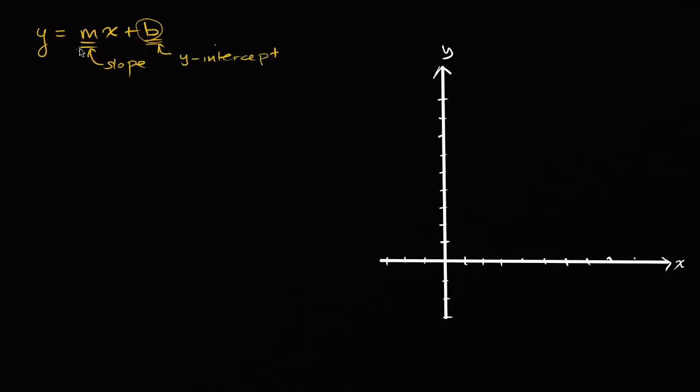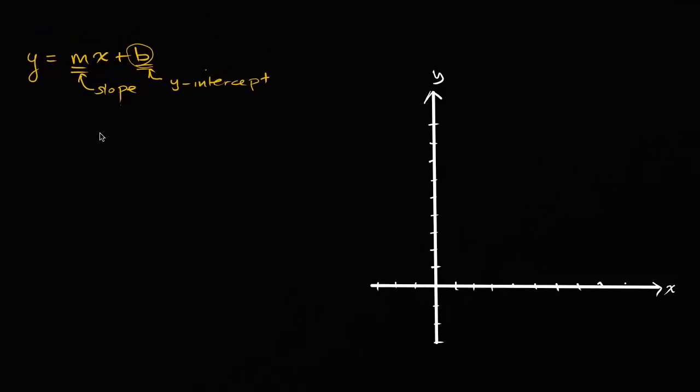Literally, the graph that represents the xy pairs that satisfy this equation would intersect the y-axis at the point x equals 0, y is equal to b, and its slope would be m. We've already seen that multiple times. We've also seen that you can express things in point-slope form.